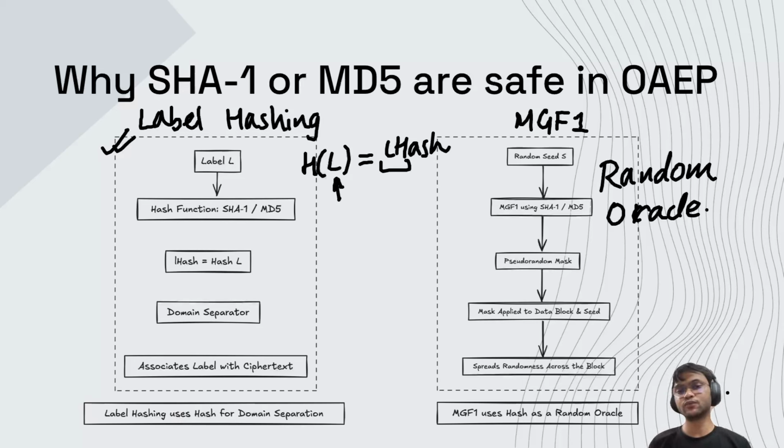This is the primary reason why non-collision resistant hashes such as SHA-1 or MD5, which have been proved non-collision resistant, are perfectly safe to be used in OAEP, because they are not used in a context where they are required to be collision resistant.